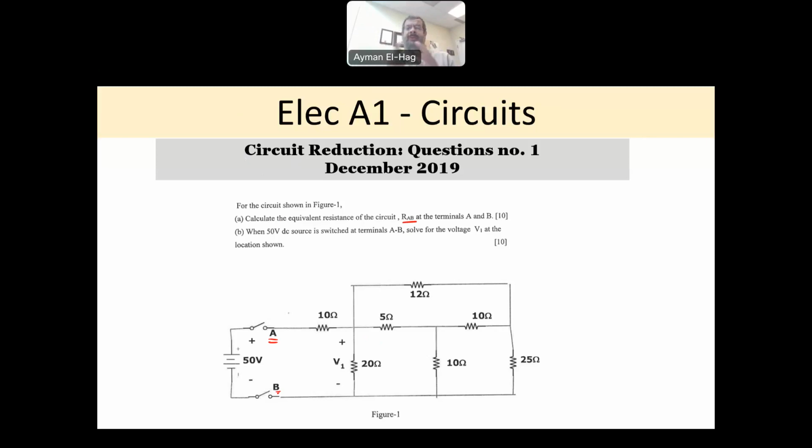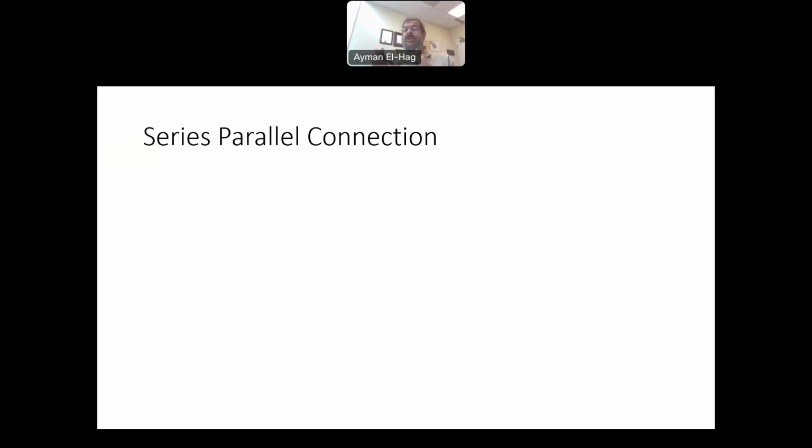So I will have 2 different questions with 2 different approaches to solve these questions, and that covers, you can say, most of the questions in that specific category. Before we start solving this question, let's try to have some background for those who forgot some of the basic concepts. So we'll start with series parallel connections. How to identify if the resistors are connected in series or in parallel, and how to find the equivalent resistance.